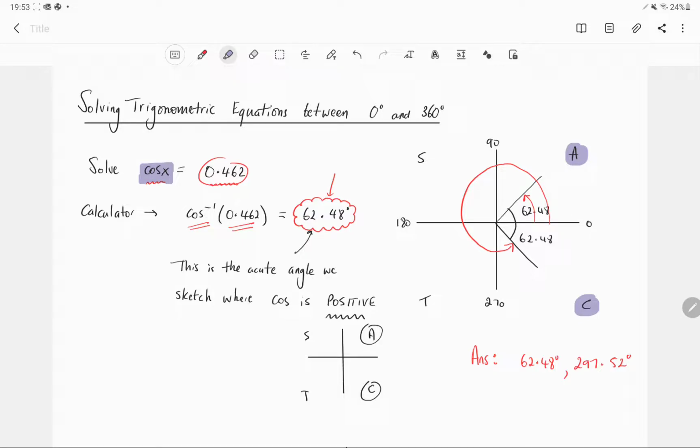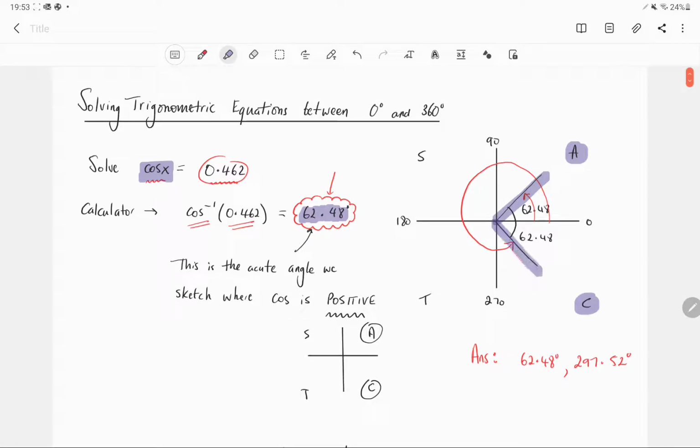So we're drawing the angle of 62.48 and we always draw measuring from the horizontal. So measuring from this line. Whatever quadrant we're in, we measure from that line. So it's just a sketch and we're going to have a line here in the first quadrant. It makes an angle of 62.48 degrees with the horizontal. And we're going to draw another line here that makes an angle of 62.48 degrees with the horizontal.